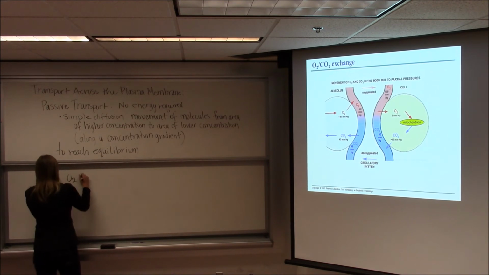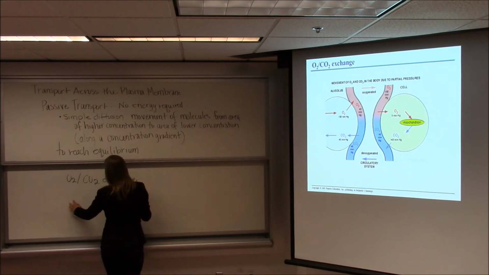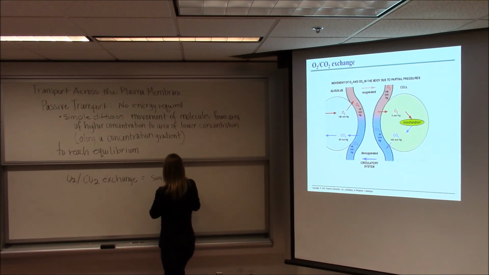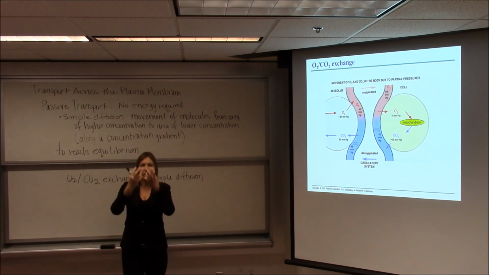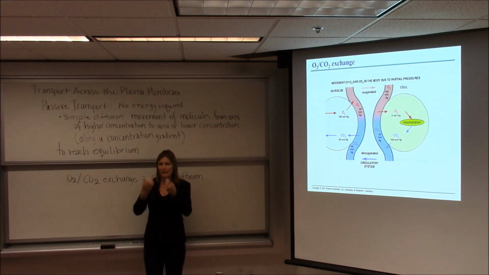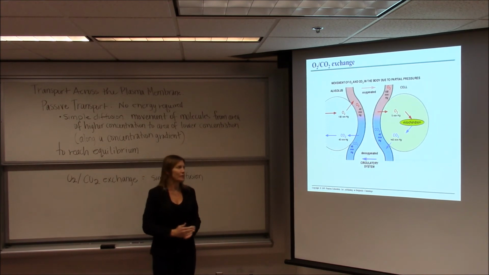So O2, CO2 exchange happens just based on concentration gradient. It's simple diffusion. We breathe in oxygen, we exhale CO2. That's because of cell respiration. Remember that general formula for cell respiration. We need to breathe in oxygen and then we produce CO2 as a product of cell respiration. That movement of those two gases is based 100% on simple diffusion, and here's how that happens.